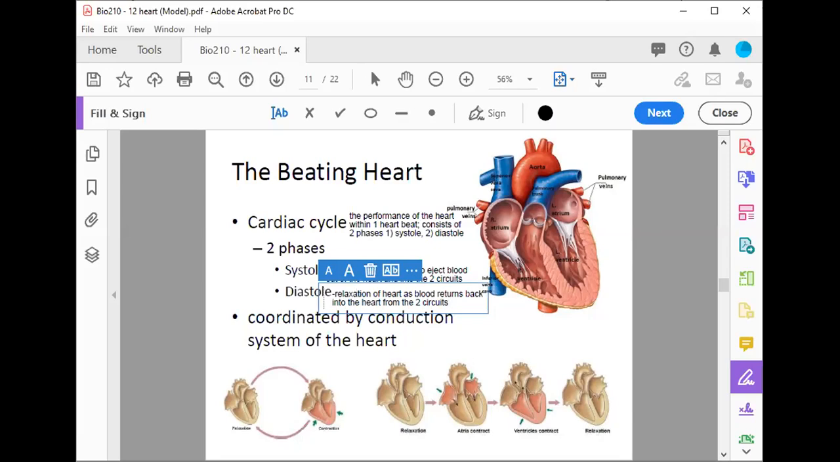As you see from the bottom image right here, going from the left to the right, we have contraction, which represents systole, and relaxation, which represents diastole. So these are the two phases of the cardiac cycle.